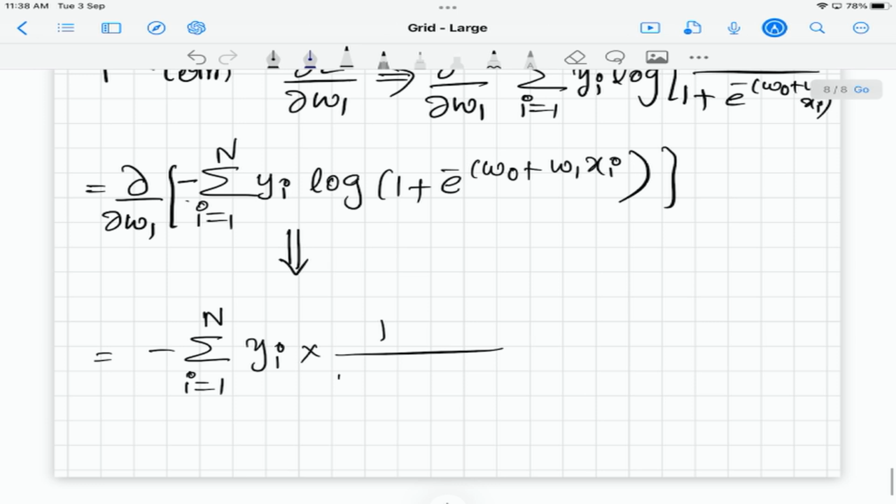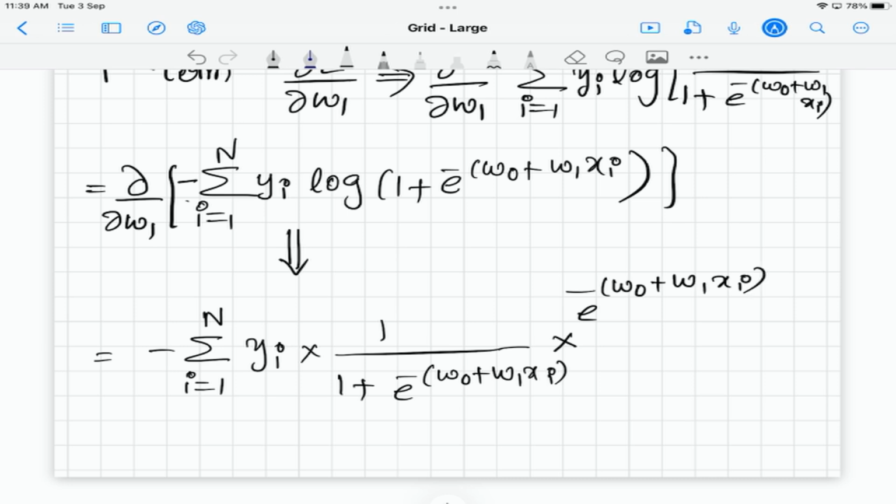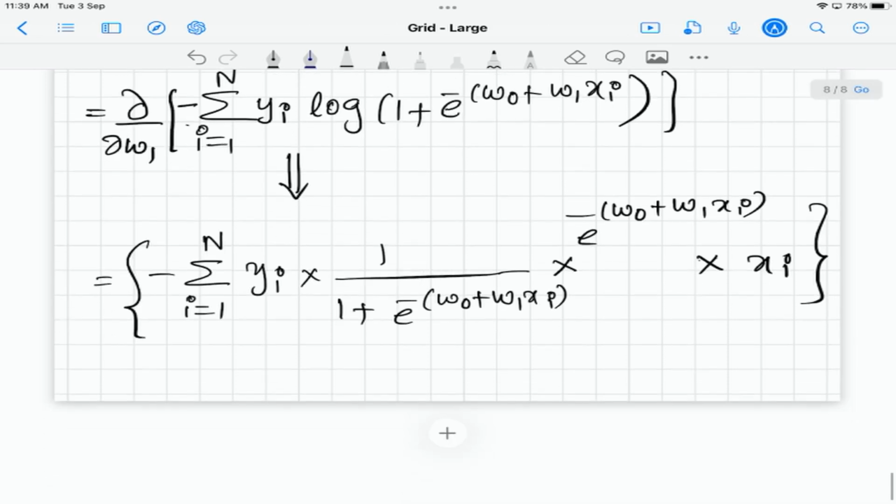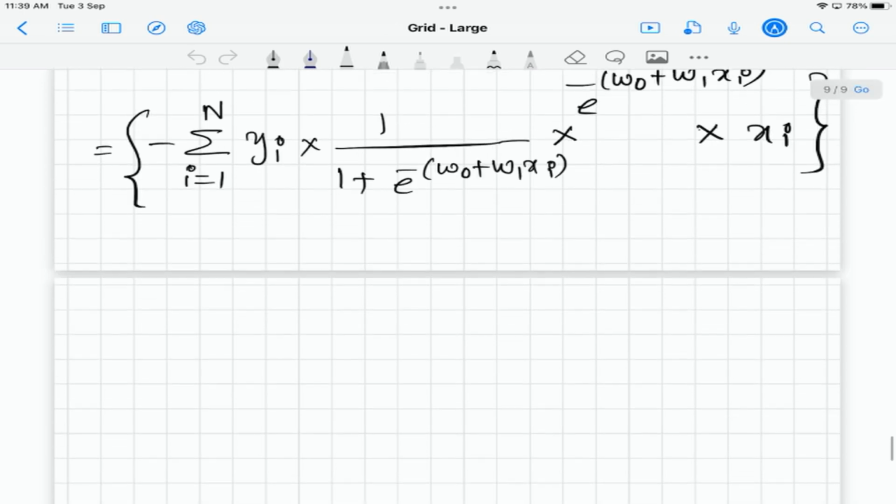So, 1 plus e power... Then the derivative will go inside. It becomes exponential. And the derivative again goes inside. It becomes xi. Is this fine? This derivative, did you get this? Just applying derivative to your log and then applying to the inside function and then apply to your linear term. Okay, so did you get the same if you do the derivative?